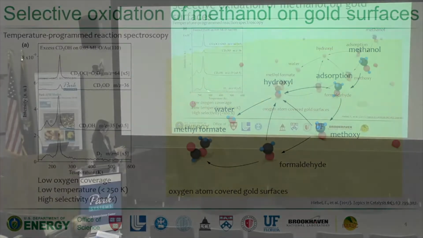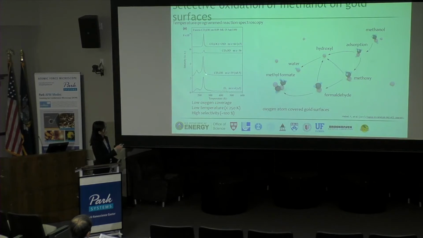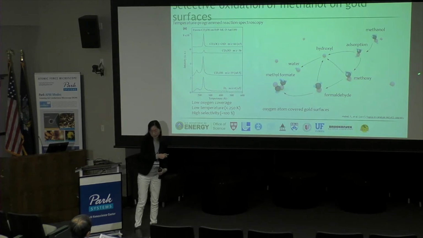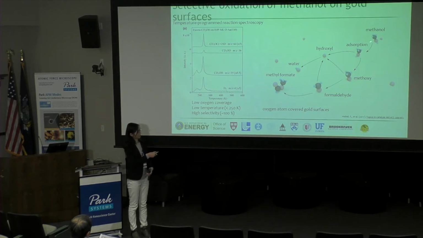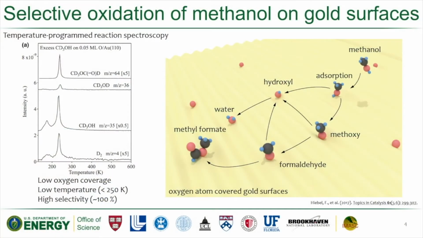Here, you see formic acid forming as a product, and also some other products. On the right, the schematic is showing animations. The methanol will adsorb on the gold surface and react with the oxygens on the gold surface, giving you hydroxyl and methoxy. This is the intermediate. The methoxy can keep reacting with hydroxyls or oxygen adatoms, giving you formaldehyde and methyl formate as a final product.